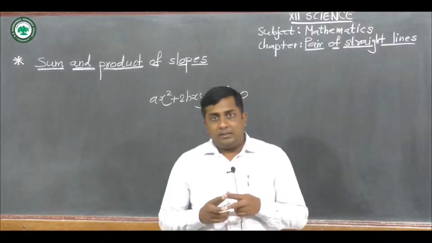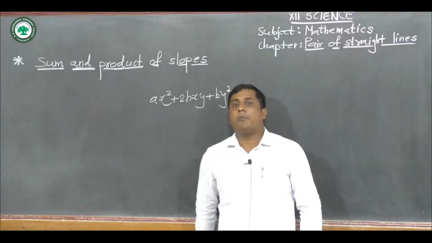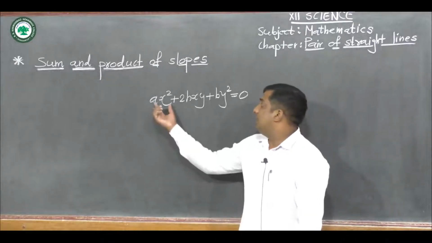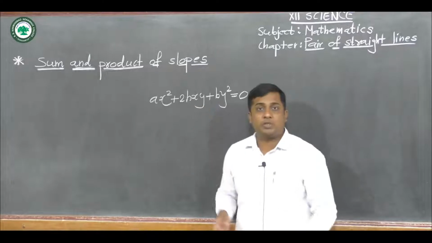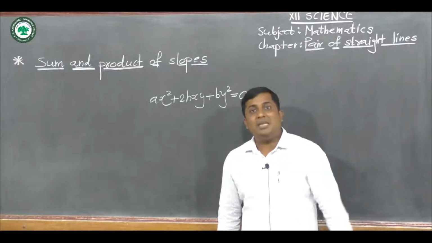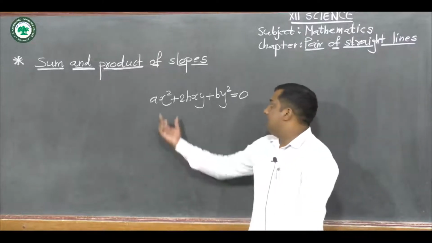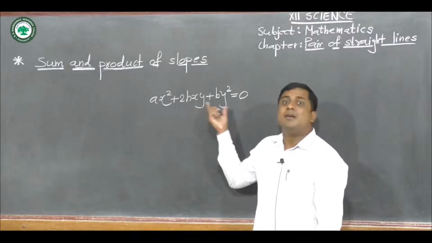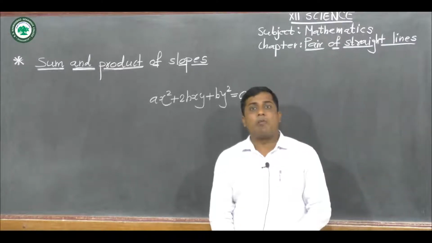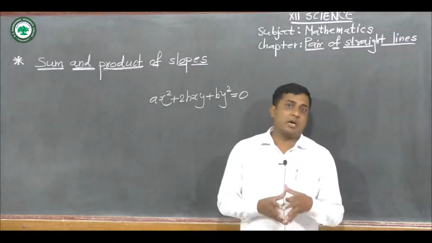Then we studied two important theorems. In that, first is that the combined equation of a pair of lines passing through the origin is always in the form ax square plus 2hxy plus by square is equal to 0. And in the second theorem, we see that the second degree homogeneous equation in x and y, ax square plus 2hxy plus by square is equal to 0, represents a pair of lines passing through the origin. So these two theorems are very important.